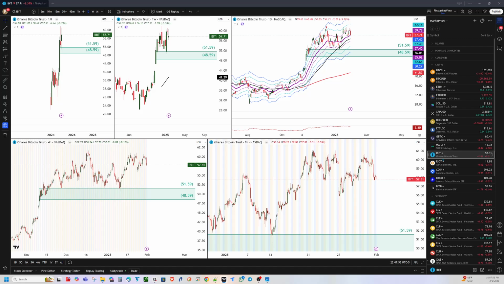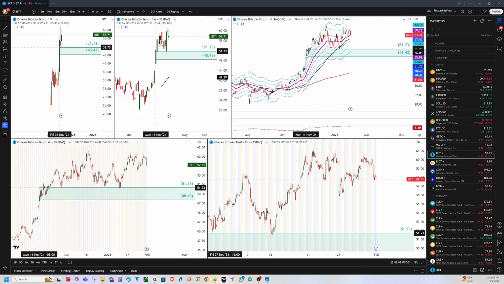IBIT, iShares Bitcoin Trust, same thing, similar to the Bitcoin chart. I'm looking at the 51 area. This is the area which I'm interested to buy on these coins.